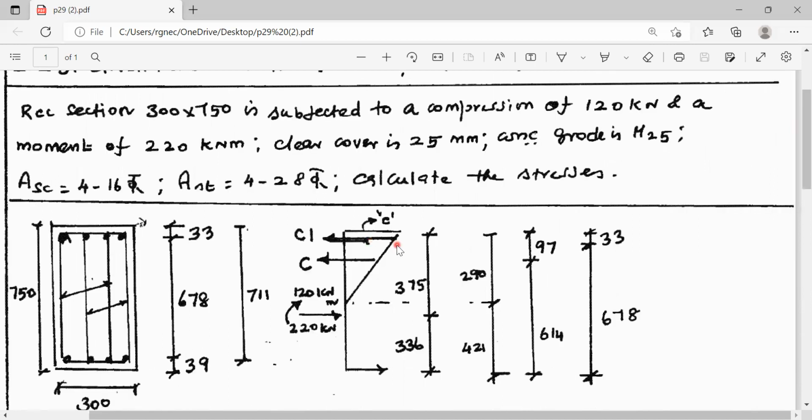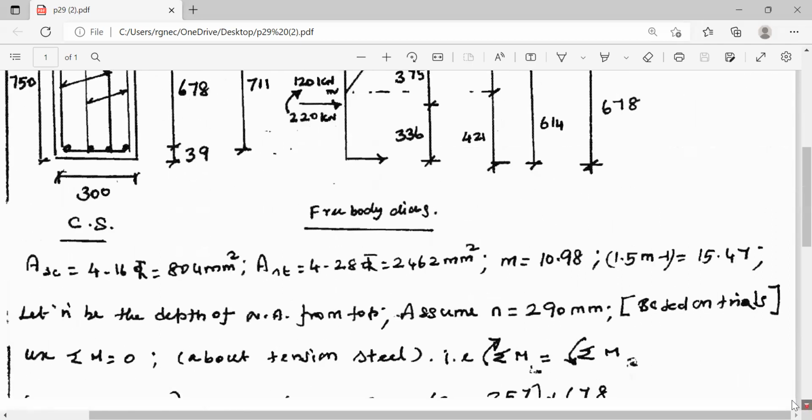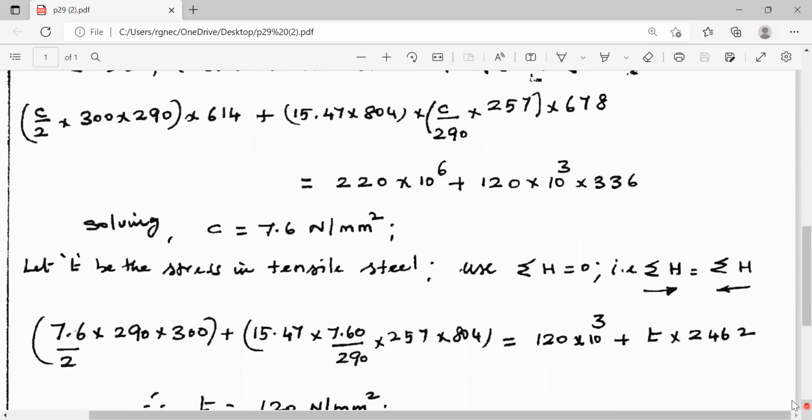Now we have these two forces, C1, compression offered by reinforcement, and capital C, compression offered by concrete. These two forces are acting towards left, and this external compression 220 kilonewton is acting towards right. This tension in the tension reinforcement is acting towards right. The forces acting towards left should be equal to the forces acting towards right.